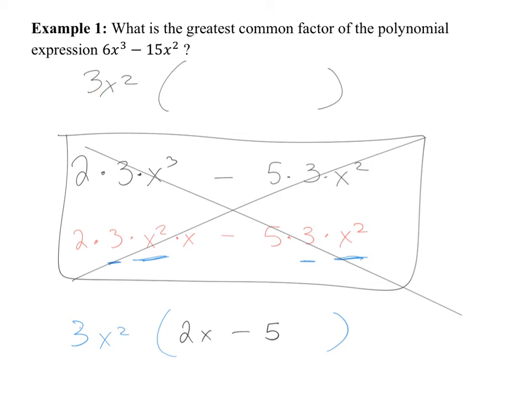6 divided by 3 yields 2. X cubed divided by x squared yields x. And that's what's left behind down here. Is that clear what I'm saying? Write yourself a note if you're not sure about this. The signs always carry, so the minus sign carries in front. And then if I take 15x squared and divide it by 3x squared, what am I left with simply? 5. And that's what we got down here.